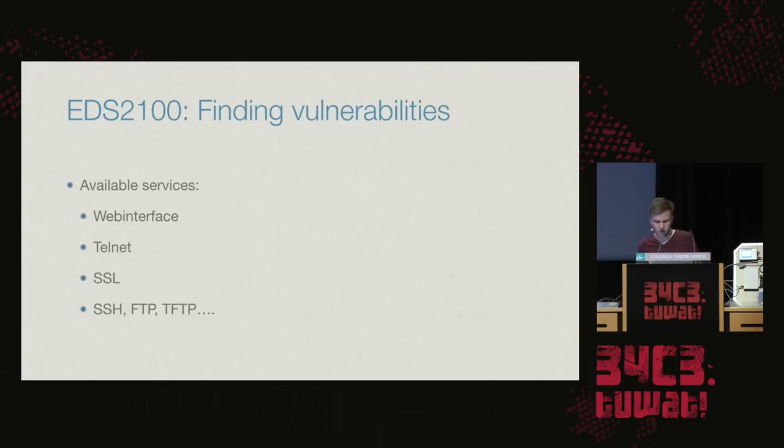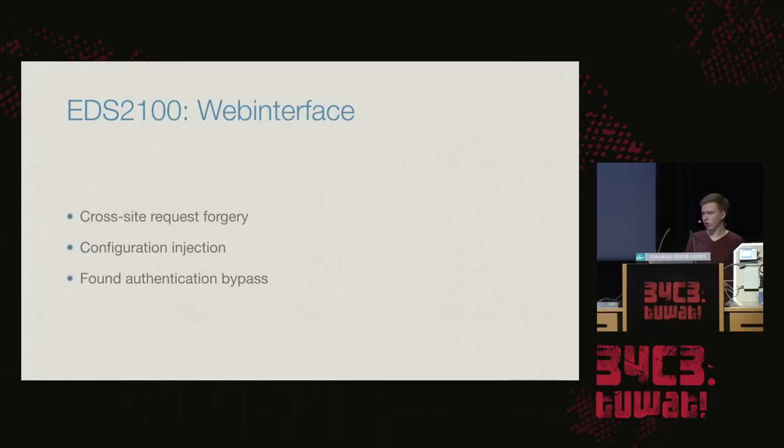And this time the web interface was surprisingly secure. There was no cross-site scripting, there was no command injection, because there's also not really a shell that you could execute commands in. But I still found some stuff. One is a configuration injection, which allows you basically to change the format of the configuration using a different field. And I found an authentication bypass, so I was able to write a small piece of code that takes a while and then completely removes the password from the device.